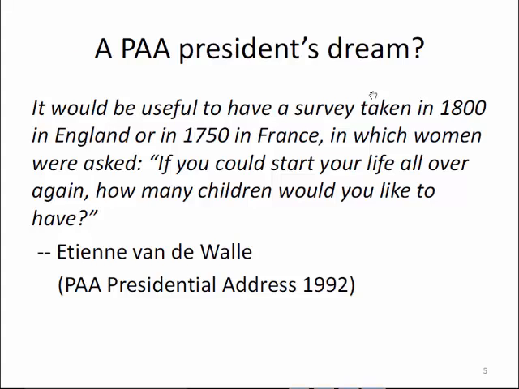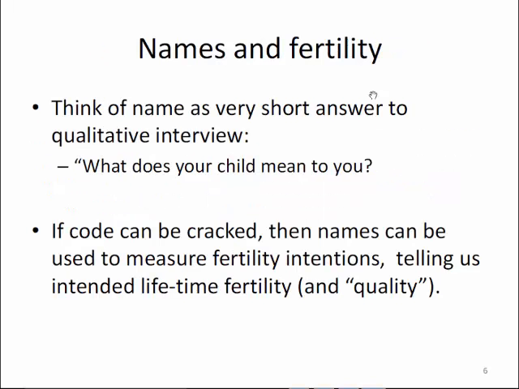And that's what, in fact, we will do today. We will ask women how many children they want to have in the past, even though we can't ask them. Without answering the question, they're giving us the answer even though we didn't pose the question. So, how are we going to think about this? The name given to a child is going to be the answer.